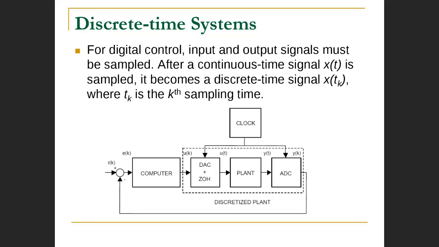Perhaps this diagram will help us to appreciate that. You have a computer, and the computer needs to send a signal to a plant. A plant is something in our physical environment. It could be the current going to a motor. Of course, the signal from a computer is discrete. So that has to be converted to an analog representation with the use of a what? A DAC.